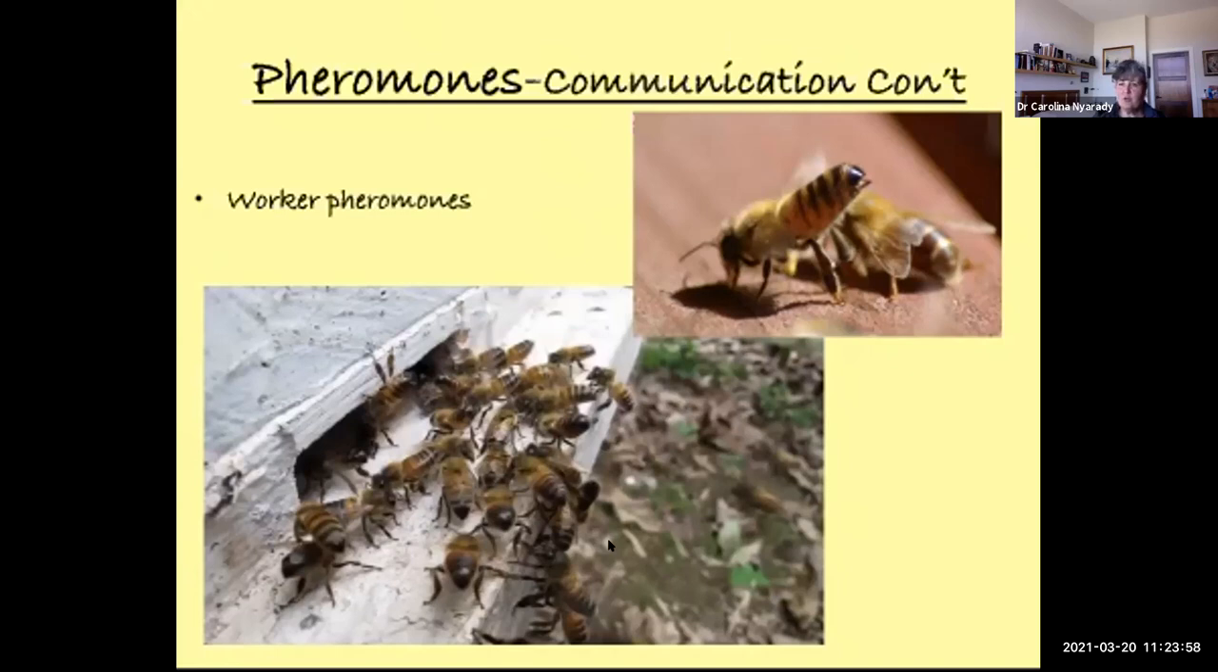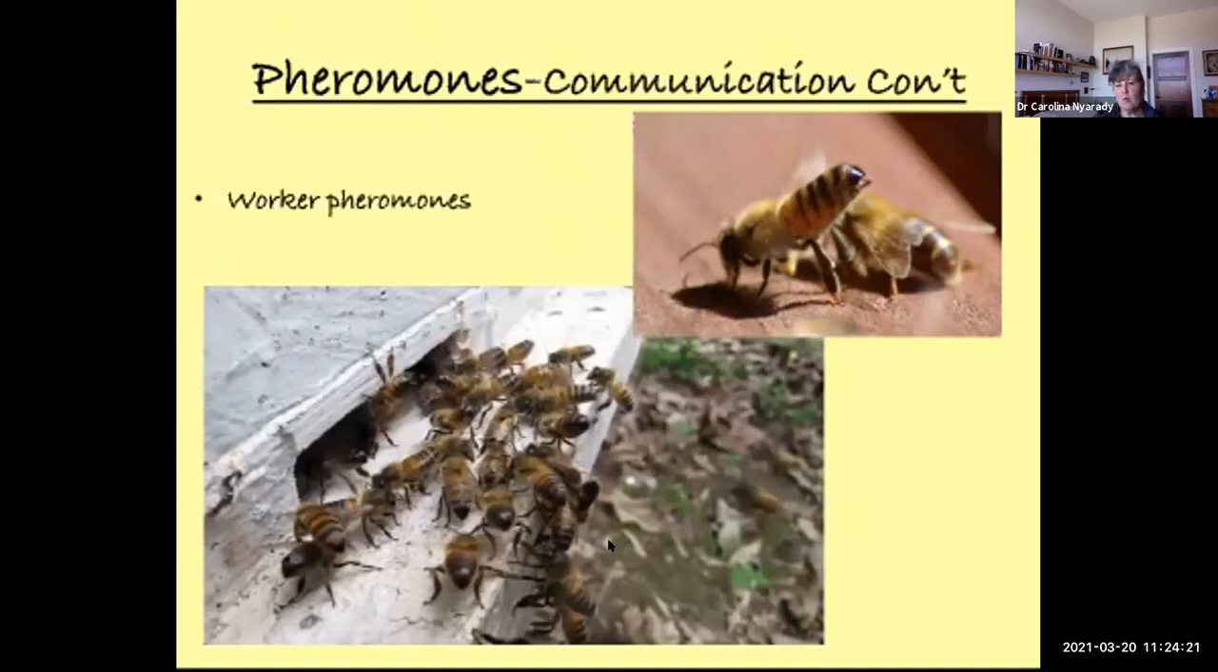I also mentioned to you that when honeybees sting and leave the stinger behind, a pheromone is released to mark the one that was marked with the stinger, to make it easier for other bees to know who the target is because they have released that pheromone.